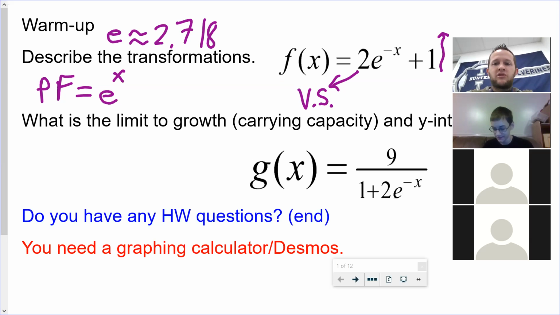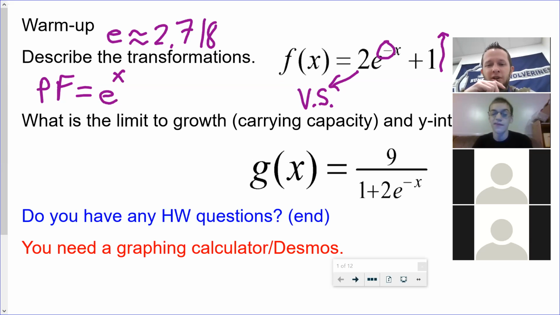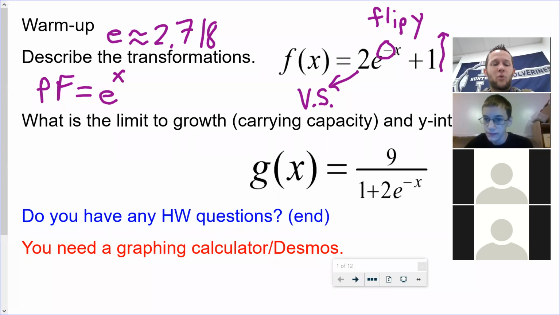Kimberly, last one. We've just got this negative, and it's up in the exponent. What is that going to do, Kimberly? Flip it across the y-axis. Nice job. So if it's on the outside, it's x, but on the inside, it is y. All right, cool. That's exponentials.